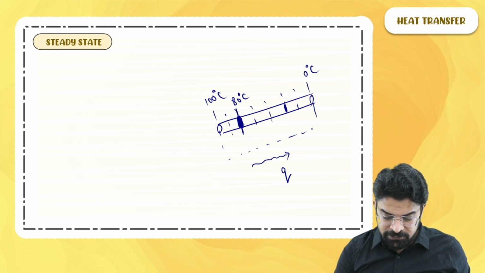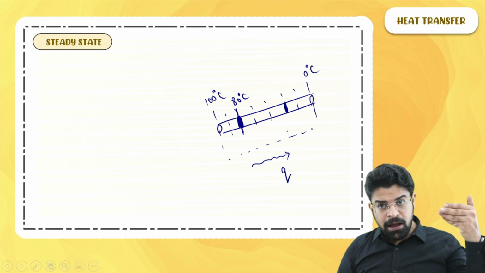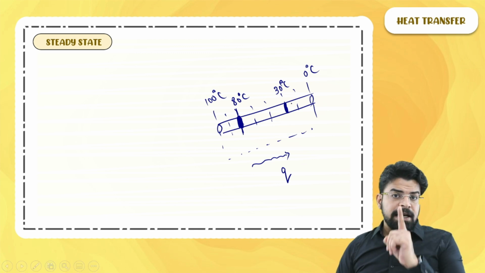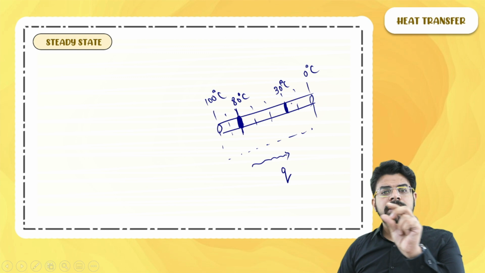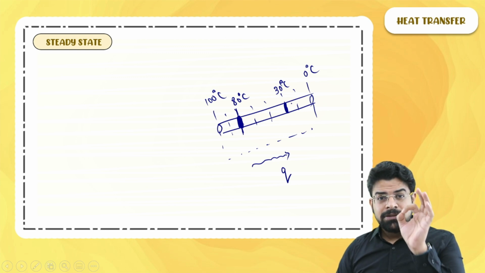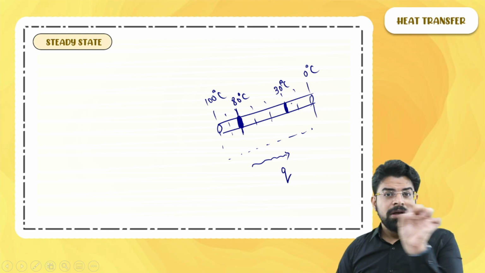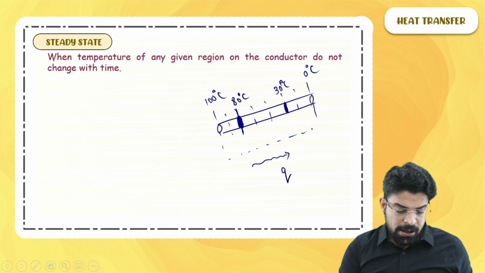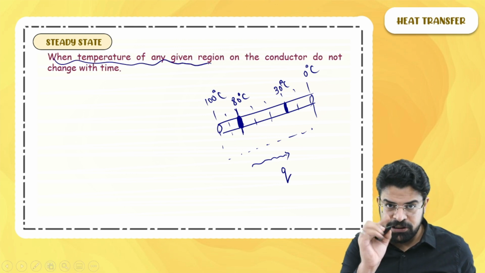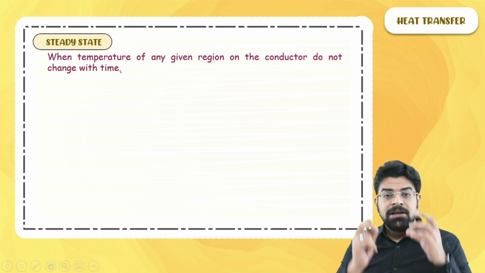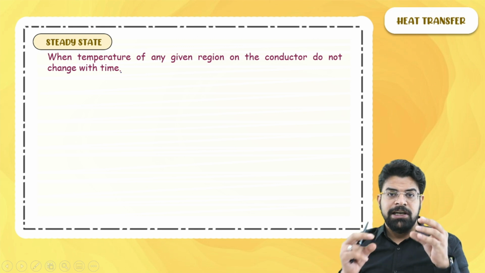And here, if there is some cross-sectional area at an even lower temperature than 80, let's say 30 degrees centigrade, its temperature won't change with time. A steady state does not mean that all the points on the rod will be at the same temperature. No, it means that any small region on this rod will have a constant temperature and it won't change with time. This is the meaning of steady state. So when the temperature of any given region, a small place, on the conductor does not change with time, we say that the conductor is under a steady state.